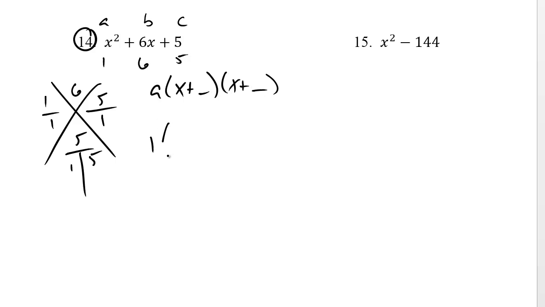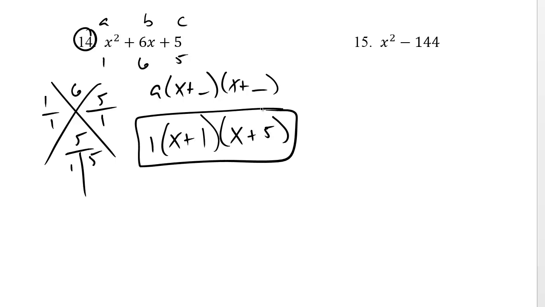A is 1. X plus your first fraction, which is 1 over 1. Oops, which is just 1. And then x plus your second fraction, which is just 5. There we go. So that's all what she wrote.